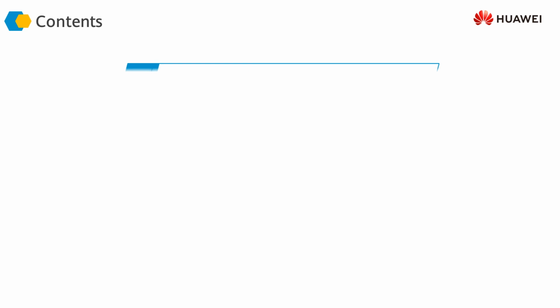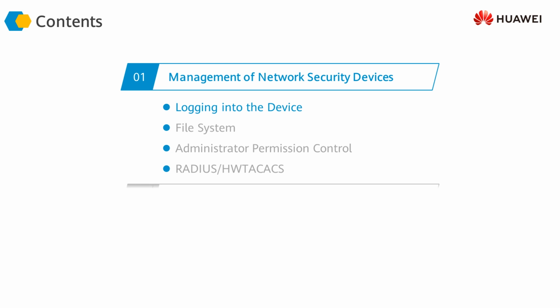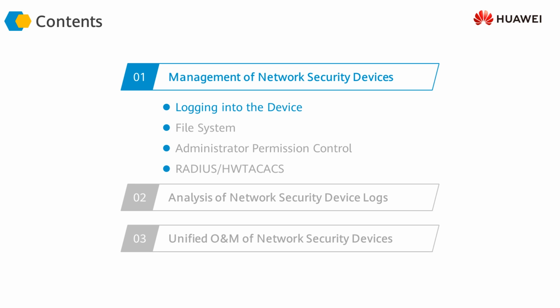If we look at the contents of this module, we are going to discuss the management of network security devices, which includes logging into the device, file system management, administrator permission controls, and RADIUS and HWTACACS, or Huawei TACACS. Then we are going to discuss the analysis of network security device logs, and finally we are going to cover the unified O&M of network security devices. So let's get started with these contents one by one.